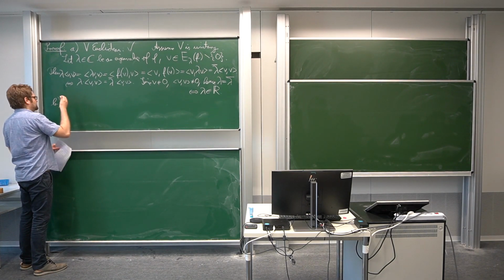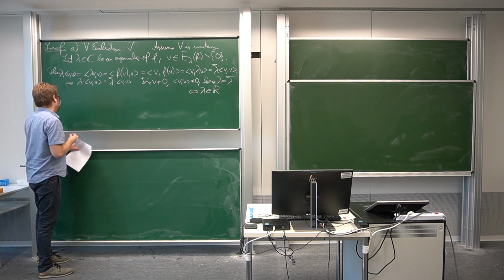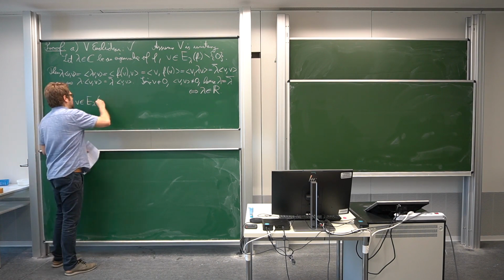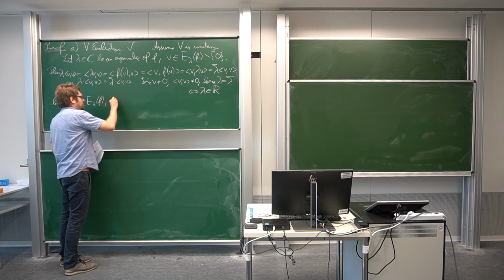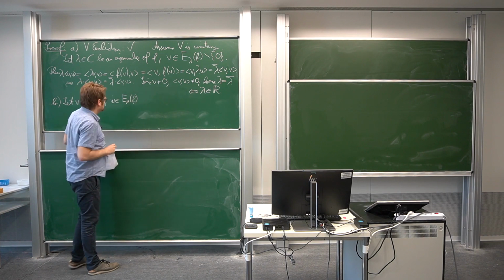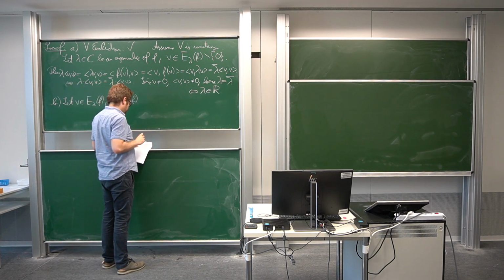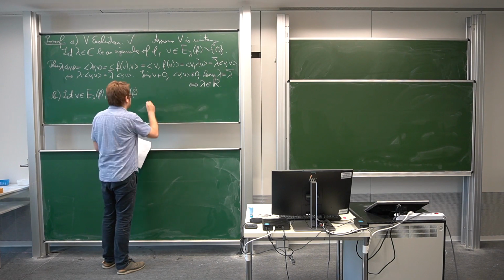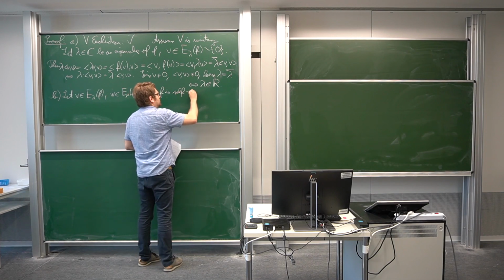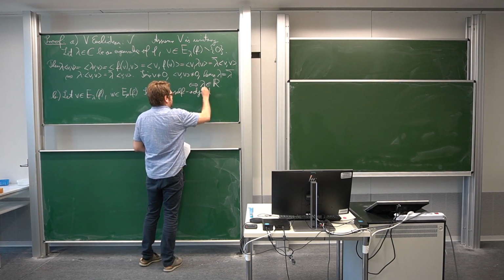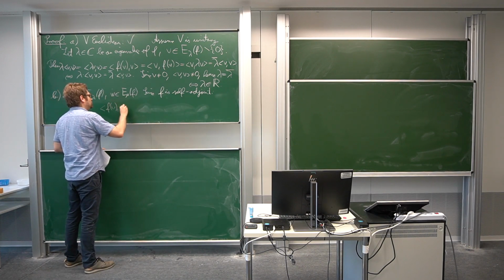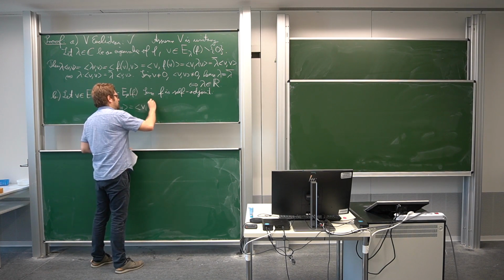Part B, the orthogonality of the eigenspaces. So assume we have now lambda and mu given as two distinct eigenvalues. So that now v be in the eigenspace of lambda and w be in the eigenspace of mu. And we have to show that these two vectors are orthogonal. And for this we can also use self-adjointness, namely in the following way. So since f is self-adjoint, in particular for these two vectors we have f of v comma w is the same as v comma f of w.